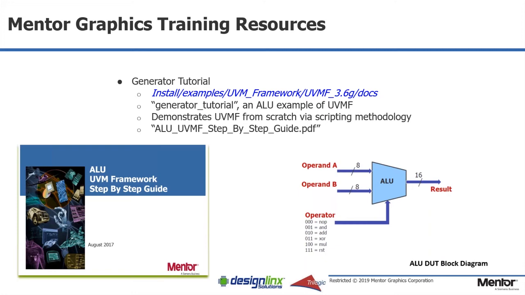We're going to be using the ALU example, and you can see over to the right, it's a pretty simple DUT. It has two operand inputs, an operator input and a result. So we'll be working on the A and B inputs.